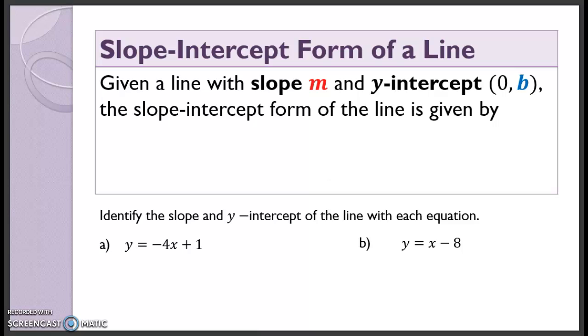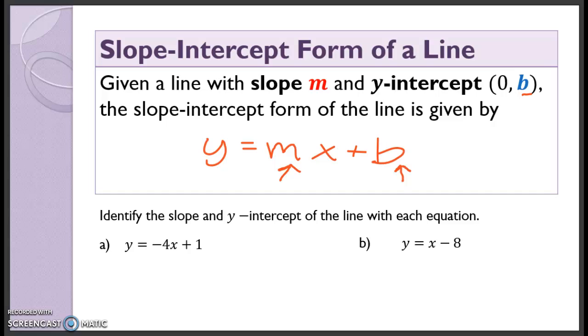The slope-intercept form of a line is given by y equals mx plus b. Now, m is the slope and b is the y value of the y-intercept, which is why putting everything in this form makes it pretty easy to find the slope and the y-intercept of a line.